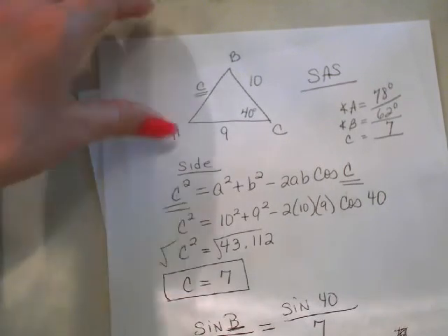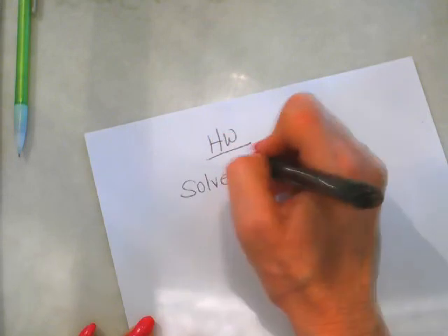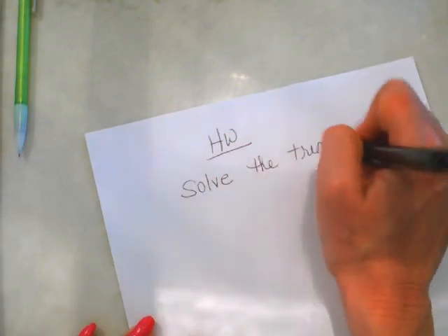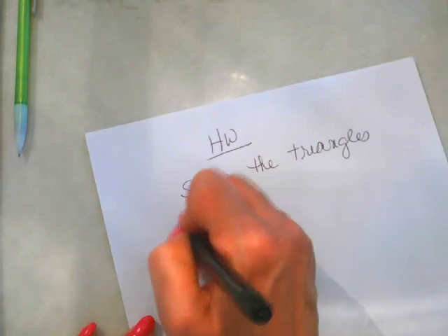Okay, so I give you 2 different situations. One situation when you have side, side, side, and the other situation, you have side angle side. You're going to use the law of cosines first, then you're going to use law of sines, and then you're just going to do the 180. So your homework is to solve the triangles.